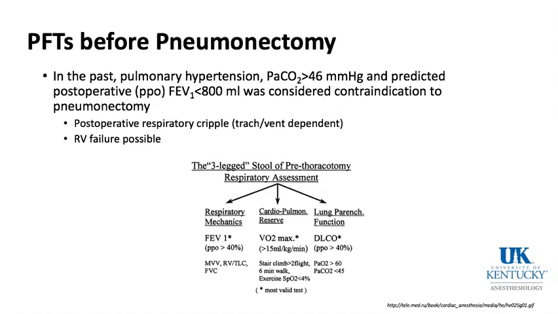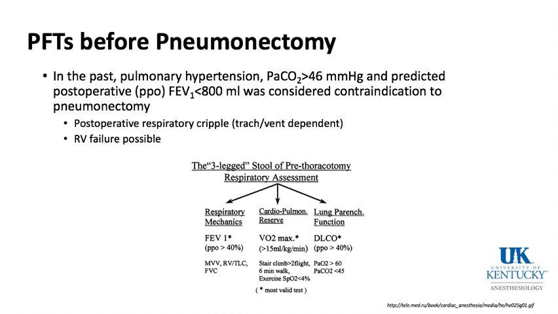Moving to the next keyword, pulmonary function test before removing a lung, pneumonectomy. In the past, if they had pulmonary hypertension, if their CO2 at baseline was greater than 46, and if their predicted postoperative FEV1 was less than 800 mils, that was considered a contraindication to taking out a lung. Now, the only cure for lung cancer really is surgical removal of it, so this basically did not allow them to have a chance at cure.